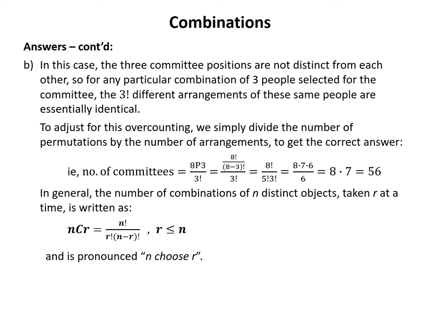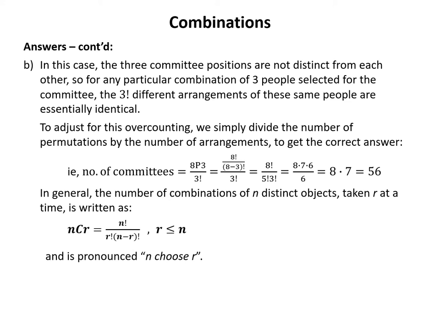Now, in general, the rule for this is that the number of combinations of n distinct objects taken r at a time is written as nCr, which is pronounced n choose r, and this equals n factorial over r factorial times n minus r factorial, with the same condition from before with permutations that r must be less than or equal to n, simply meaning again that you cannot choose more than is available.